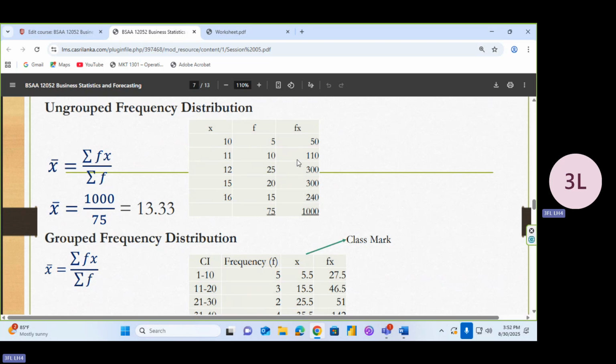Sorry, 15 into 20. 16 into 50. Okay, then shift key number 2, then previous, then number 1 is the mean value. Then number 1 equals 5. What is the answer? 13.33.